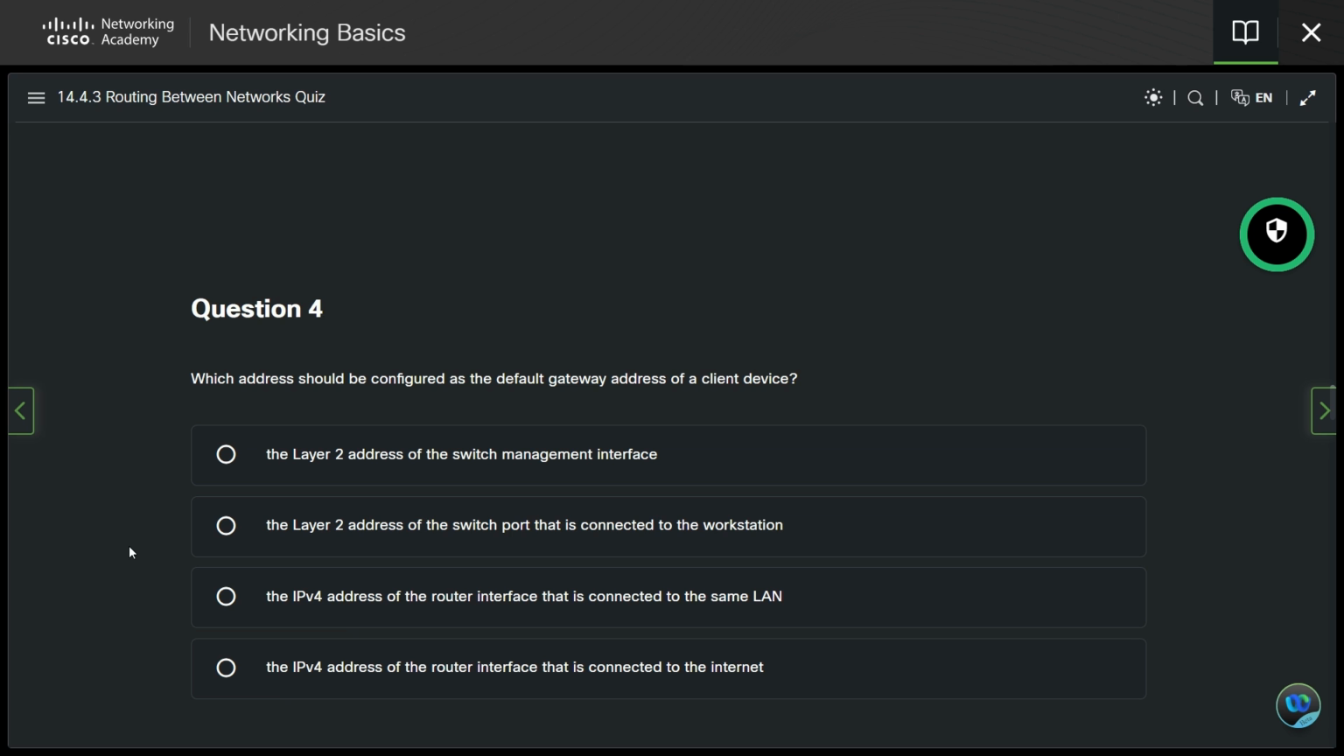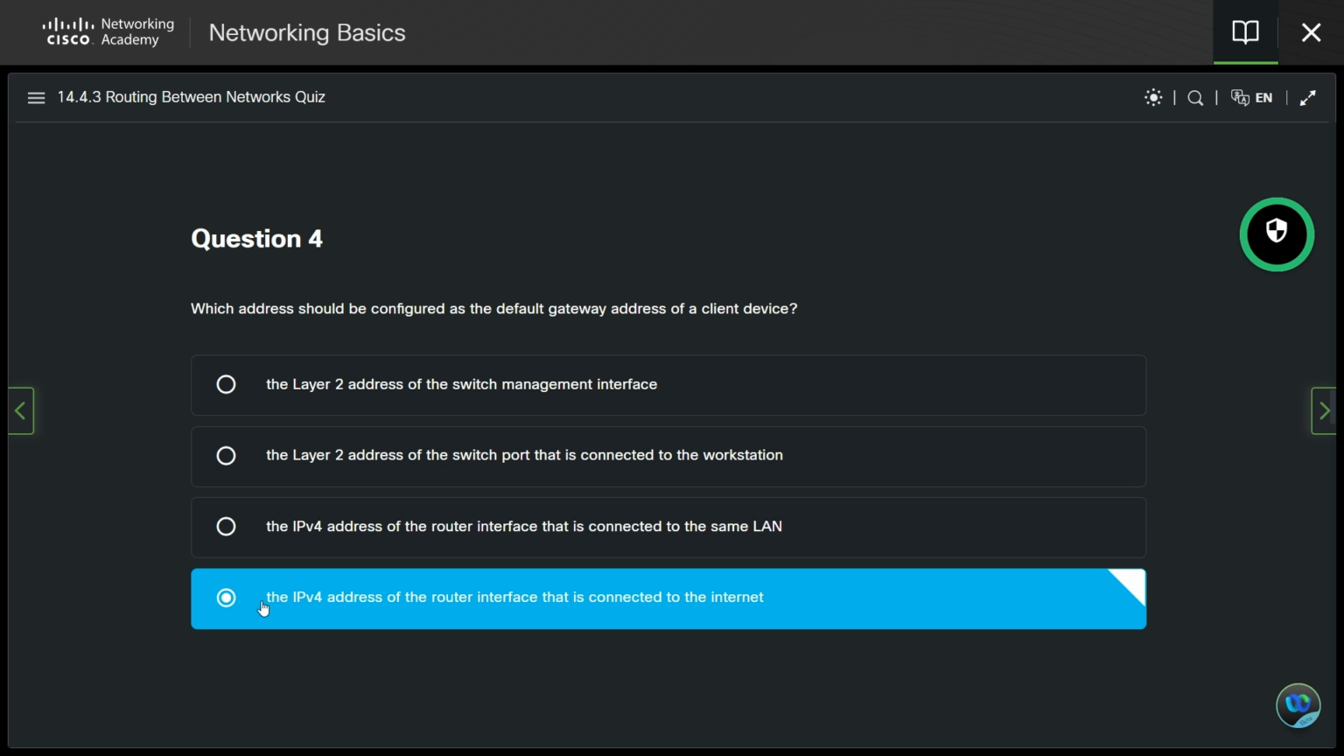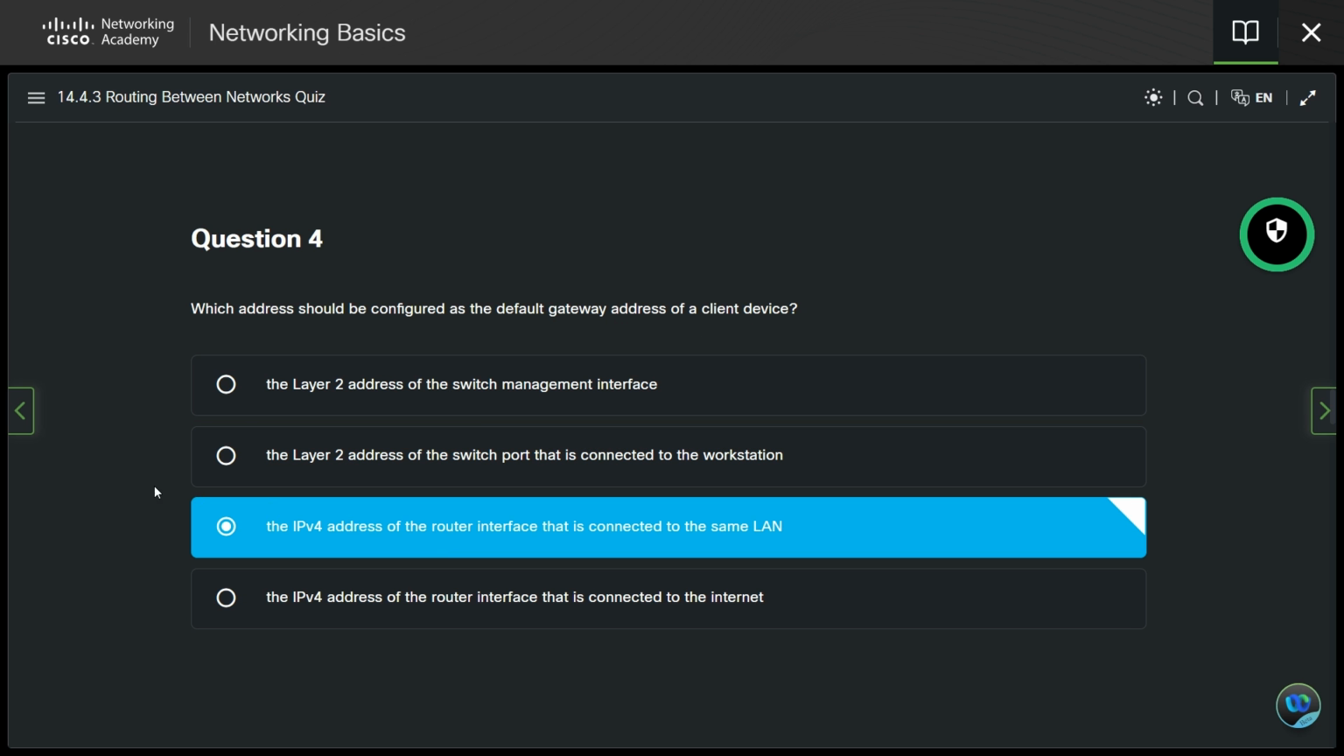Question 4. Which address should be configured as the default gateway address of a client device? The IPv4 address of the router interface that is connected to the same LAN, or the IPv4 address of the router interface that is connected to the internet. The answer is the IPv4 address of the router interface that is connected to the same LAN.